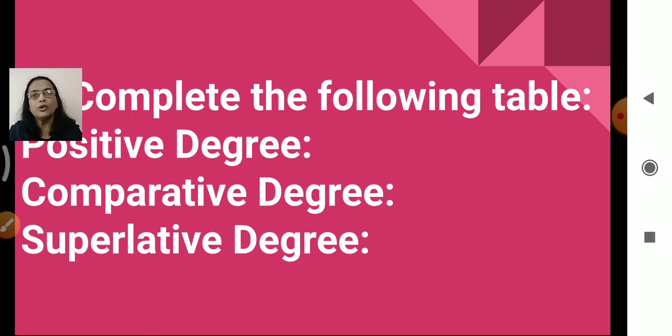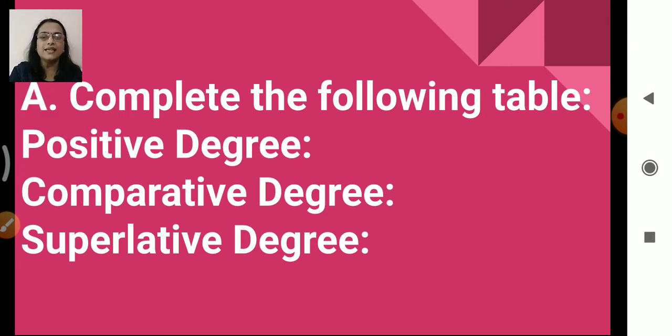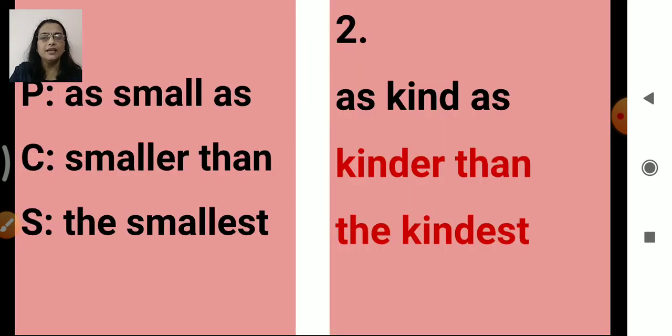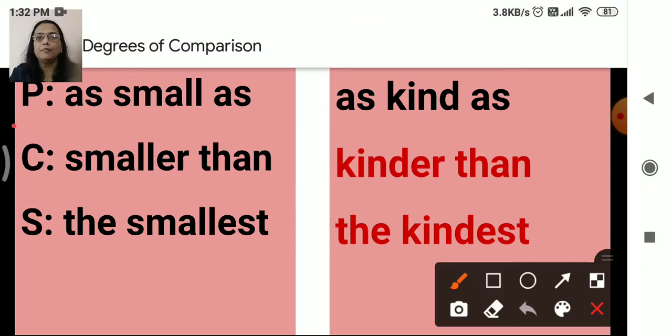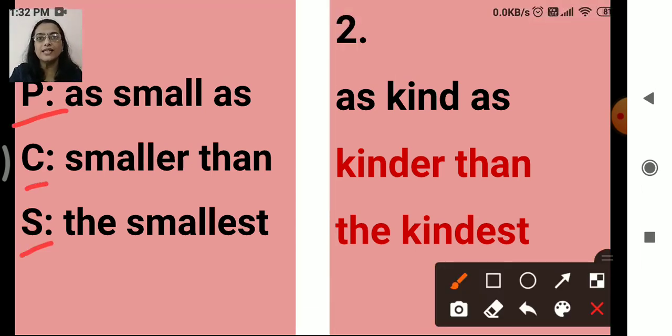Now in your book you will see that you have this exercise. It says to complete the following table, and you have three columns in front of you: one is the positive degree, another is the comparative degree, and the third is the superlative degree. Ready for the exercise? The first one. Now, this P, C and S you can see here. What do they stand for? P is positive degree, C is comparative degree, and S is the superlative degree.